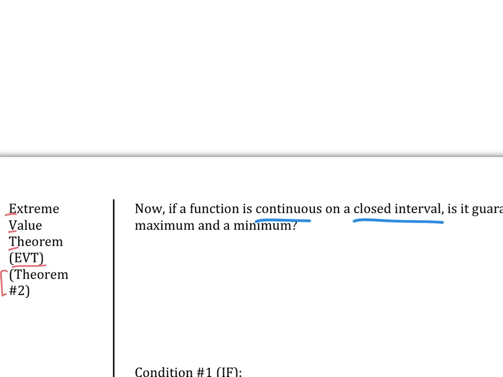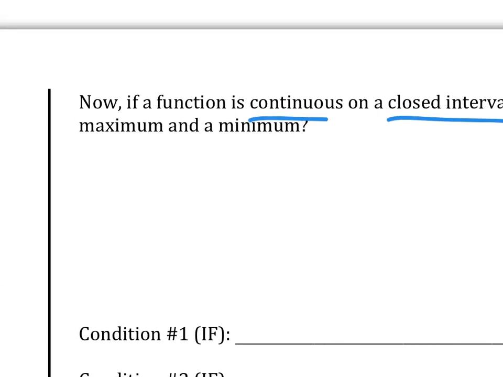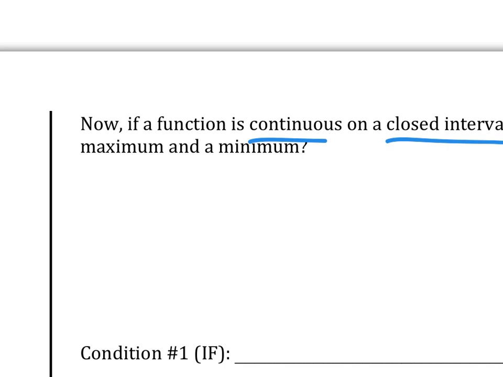This theorem is for a continuous function on a closed interval. So on a continuous function in a closed interval, is it guaranteed that it has a maximum and a minimum? Well, let's try. Whenever someone asks you a question, you always try to find all the ways it cannot happen. Before I do that, let's just draw out what it's talking about. We want a continuous function, that means there's no break. And then it's on a closed interval, that means it has endpoints. So maybe something like this.